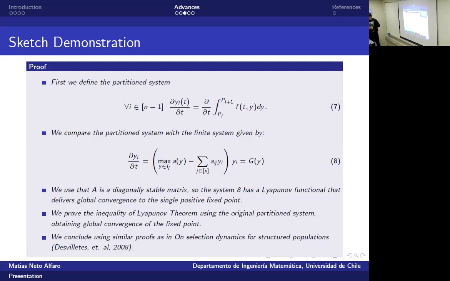No. Any questions? I have a question about the interaction kernel.